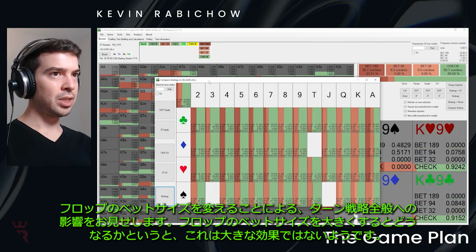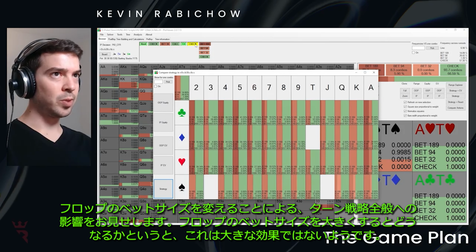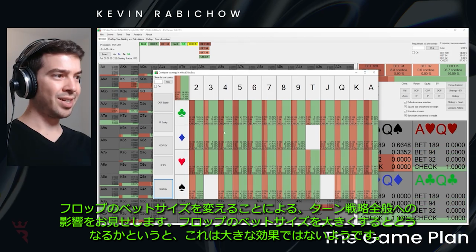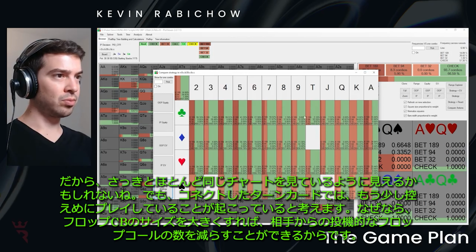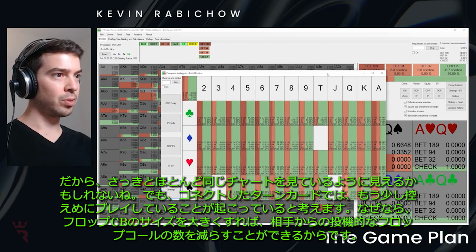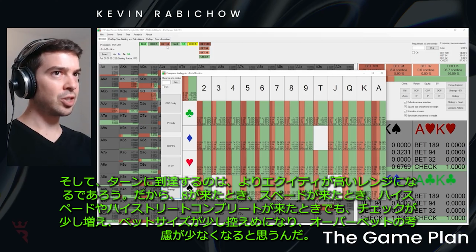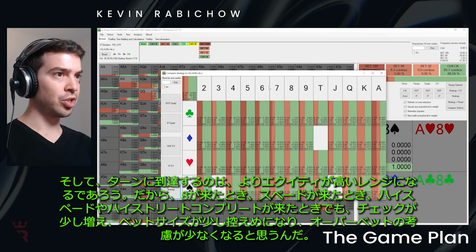It appears to me that what happens when we increase our flop bet size, and this isn't a huge effect, so it might seem like I'm looking at pretty much the same chart that we were looking at before. But I think what's happening is we're playing a little bit more conservatively on those connected turn cards, which makes sense to me because increasing the flop bet size is going to reduce the number of speculative flop calls that we get from our opponent. And it's going to be a more equity-driven range that reaches the turn.